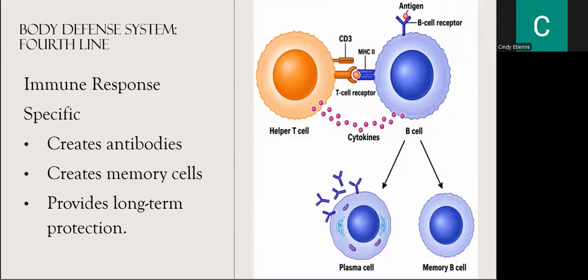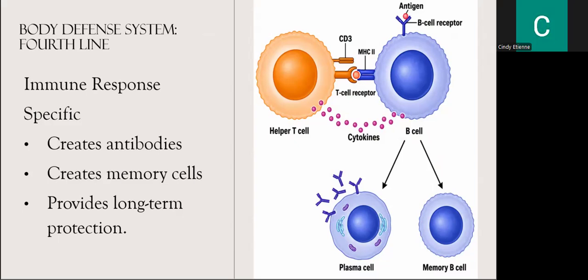The fourth line of defense is the adaptive or specific immune response. Unlike the earlier defenses, this system targets one specific pathogen. B cells produce antibodies that bind to the invader, while T cells destroy infected or abnormal cells and help coordinate the immune response. Another important feature is the formation of memory cells. These cells remember the pathogen, so if you get exposed to it again, your immune system responds much faster and more effectively. This long-term protection is the reason why vaccines work.